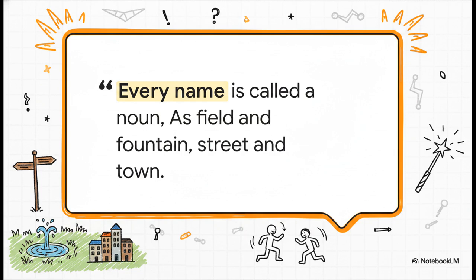Every name is called a noun, as field and fountain, street and town. It goes on to say, verbs mean action, like jump and run, and adjectives describe things, kind of like a magic wand. It's just a great reminder that grammar is really just a system for categorizing words based on the actual work they do for us.